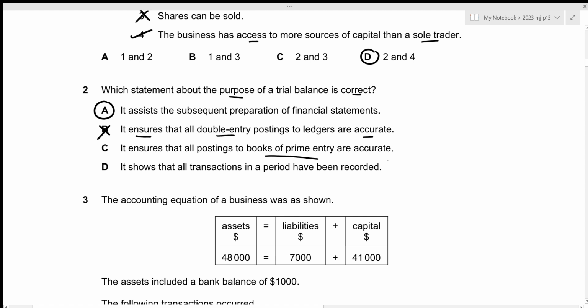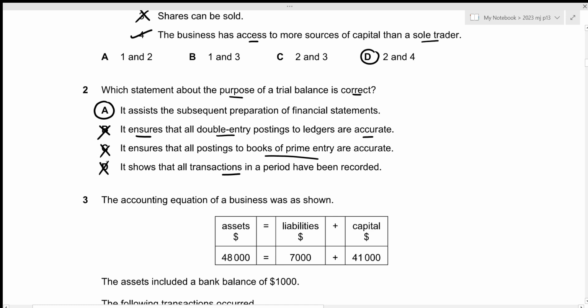The third one is that it ensures that all postings to books of prime entry are accurate. Again, it can be incorrect. There can be errors of original entry, right? So this is incorrect as well. And the last one is that it shows that all the transactions in a period have been recorded. There can be errors of omissions, which means that we can completely forget to record a transaction. So this is incorrect as well.